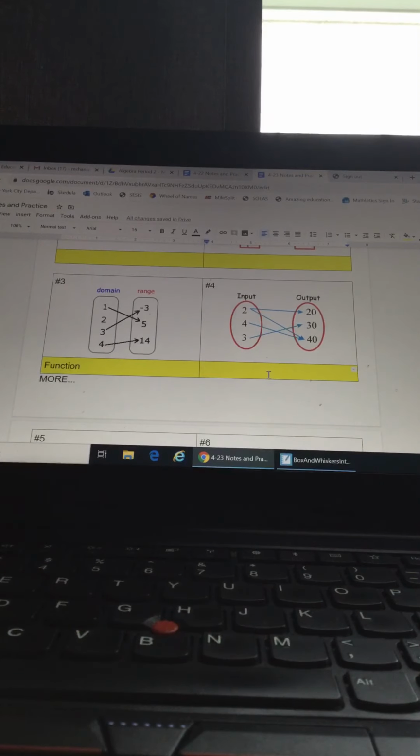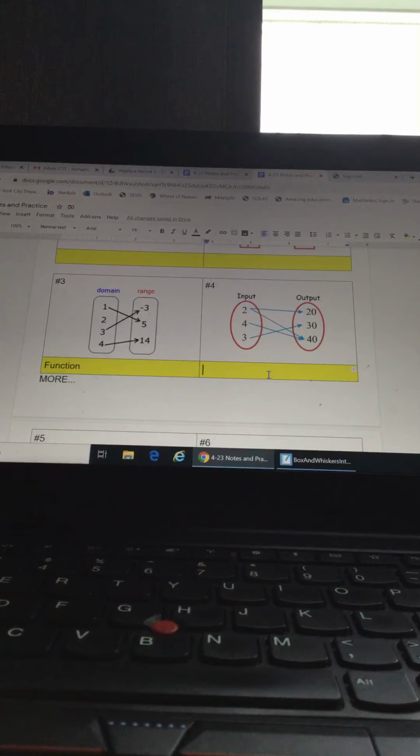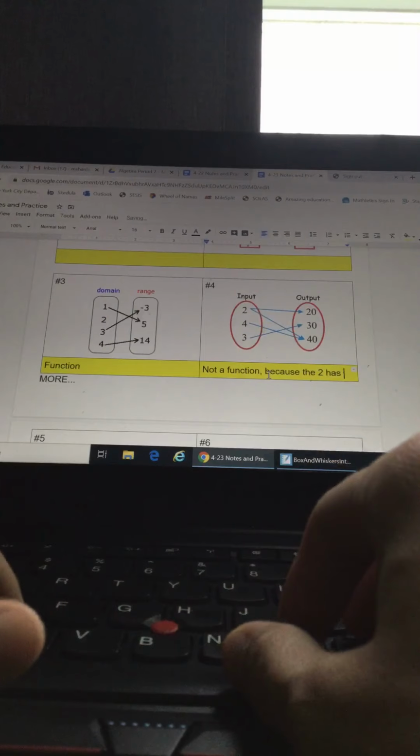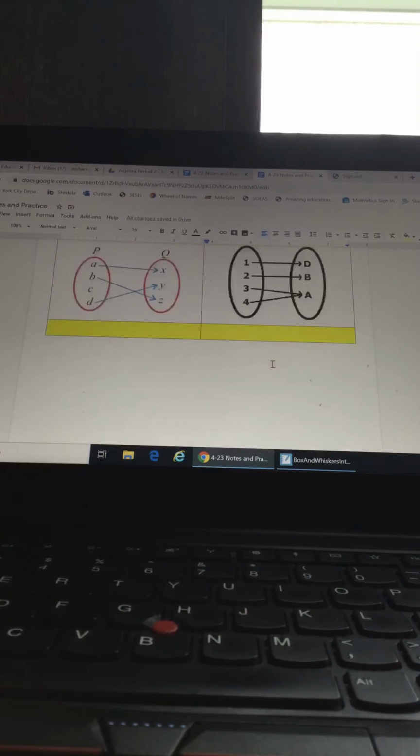Looking at number 4, the 2 has 2 arrows. So I actually don't even have to look at the 4 and 3 on the input side because I know this is not a function. Why is it not a function? Because the 2 has 2 arrows. Because the input can only have 1 output, and this input of 2 has the 20 and the 40. So therefore, it cannot be a function.